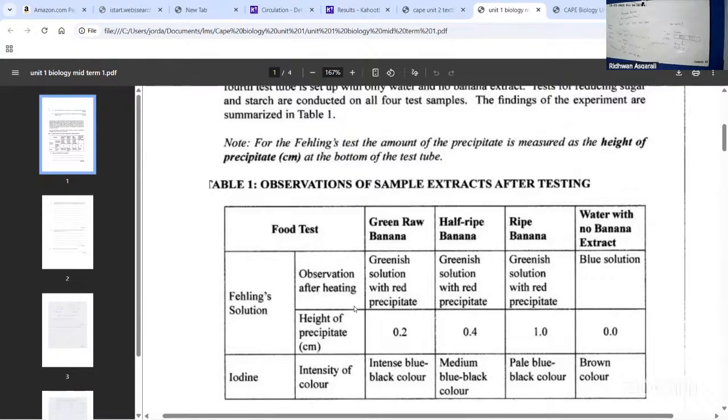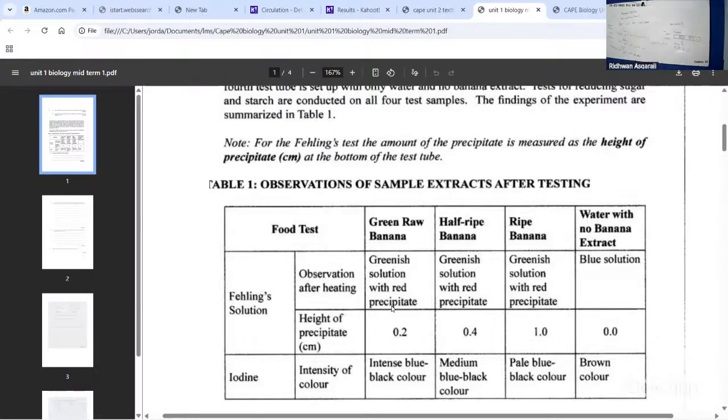So let's just observe the results, right? For the iodine test, for the first green banana, we see it has a blue-black color. What does that indicate? If you do an iodine test and you get a blue-black color, presence of starch, right? And if it didn't have a blue-black color, if it had a brown color, it means starch is absent. So what inference can we make about green banana? Right, it has a lot of starch. Now take a look at the same green or raw banana. What is the color change we get? Right, we have a greenish.